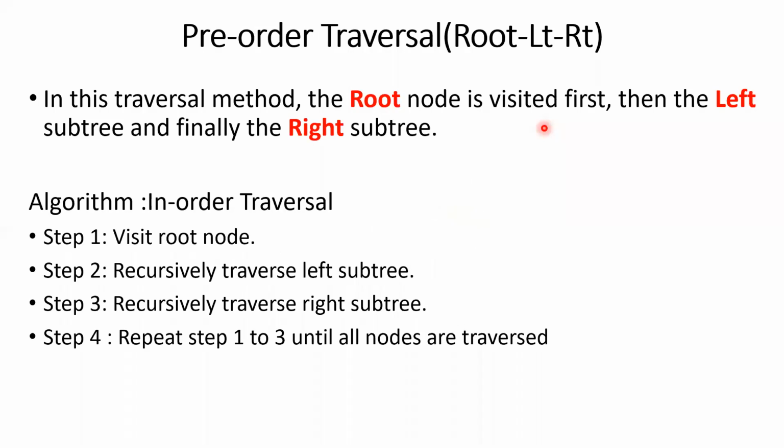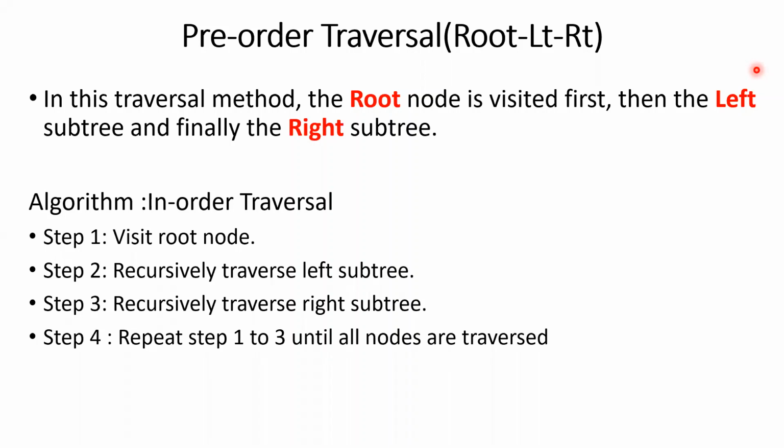Which is pre-order traversal. So in pre-order traversal, the root node is visited first. We had seen in-order. In-order means it will be going in order, that is first left, then root, then right. Here, pre-order means first we will be visiting root. That's the only difference. Root, left, right.